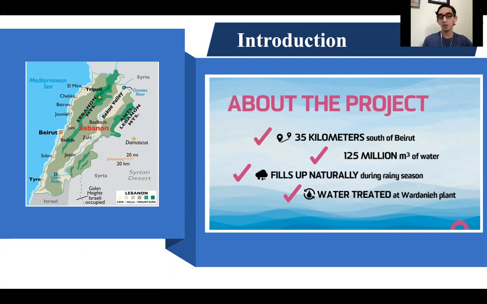This project is looking to provide 125 million cubic meters of water. Some of the advantages of this project are that it's going to fill naturally in the rainy season, and there is already a treatment plant that is going to be in charge of treating the water for these communities.